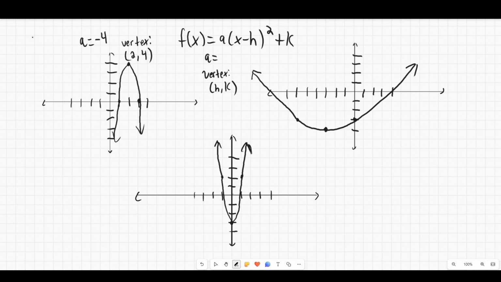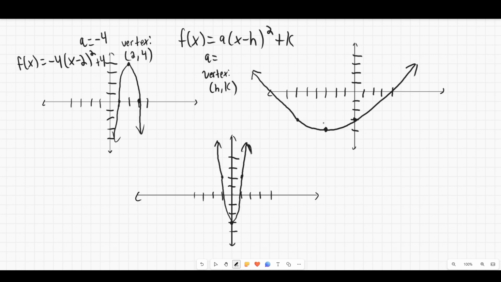So when I plug this into my vertex form formula, I'm going to say f of x, or y as you recall, is equal to negative 4 times (x minus 2) squared, because I flipped the sign when I put it in my equation. So this might have been a positive 2, but when I put it into my vertex form formula, it's going to become a negative. And then plus 4. That's my equation for this graph.